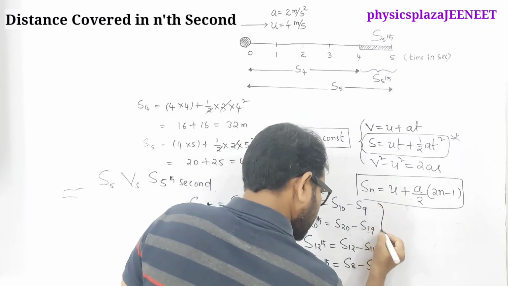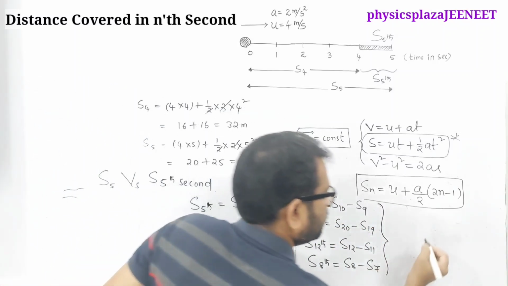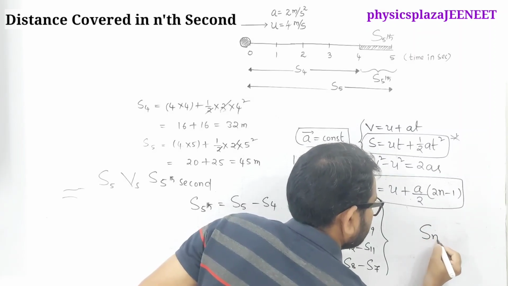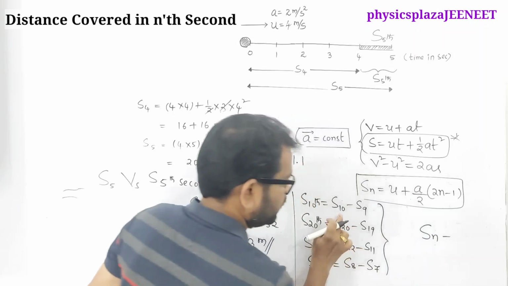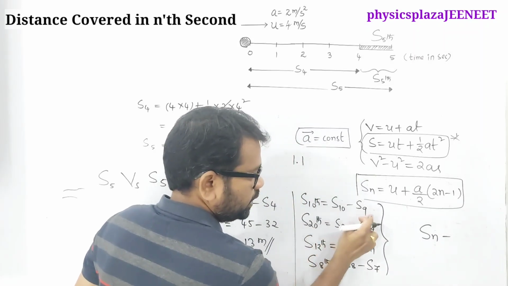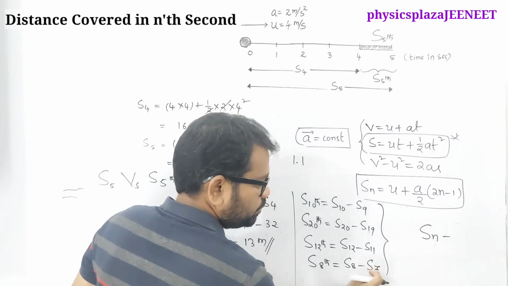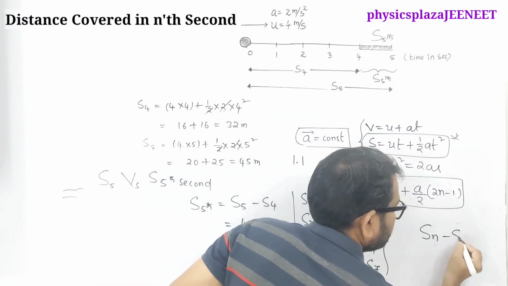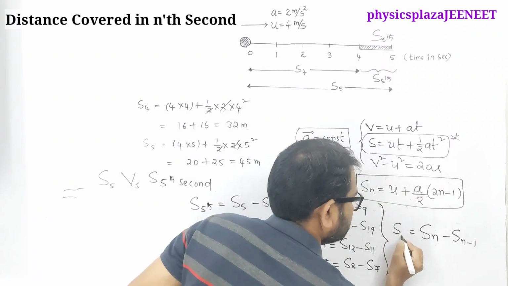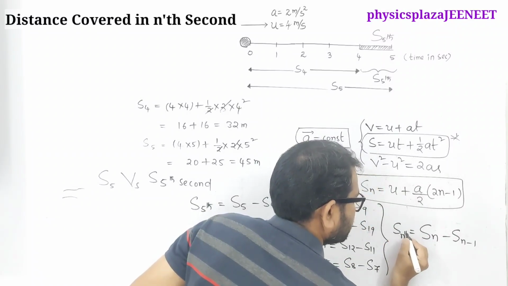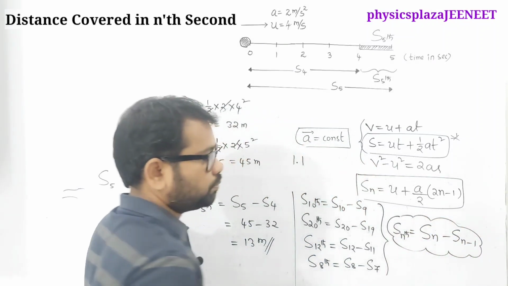If you see clearly here, we can make one common format. Distance covered in n seconds, where n, let us say 10, and here 10 minus 1. 20, 20 minus 1. 12, 12 minus 1. 8, 8 minus 1. So I can write Sn minus Sn-1. This will give you the distance traveled in the nth second. So this is our main idea. This is what we are going to use.